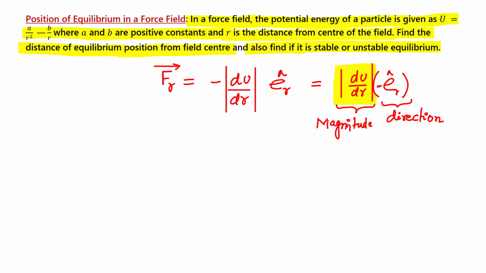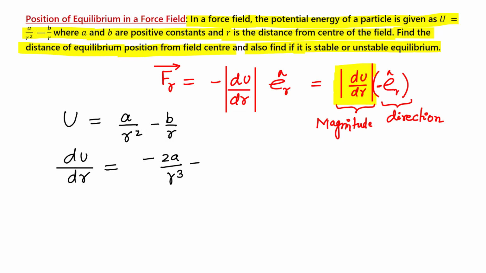So let us now find, U is given as A by R squared minus B by R. So we can find dU by dr. Basically in this case U is only a function of R. If you differentiate this, you will have minus 2A by r cubed, and this will be plus B by r squared. Now this is basically the force in the radial direction.